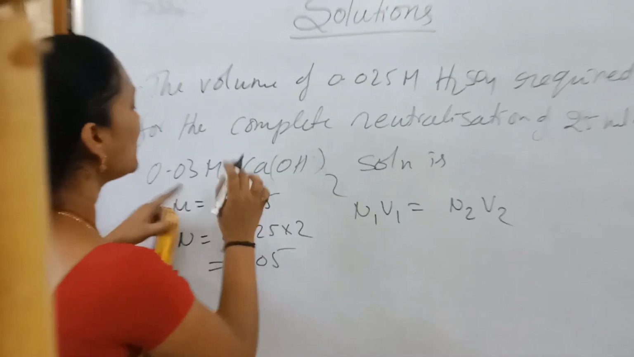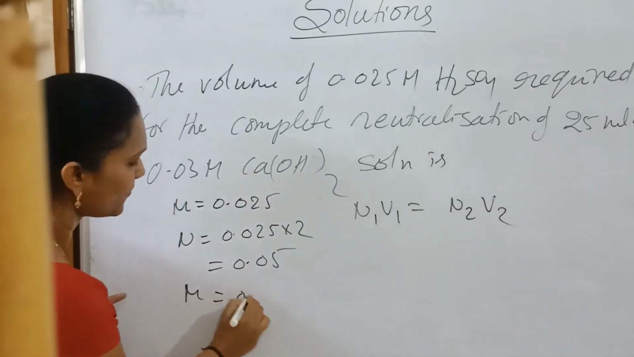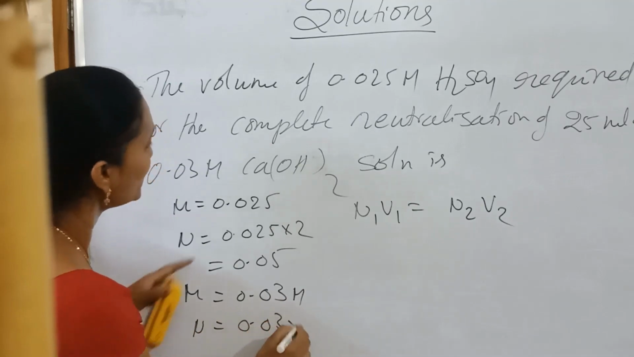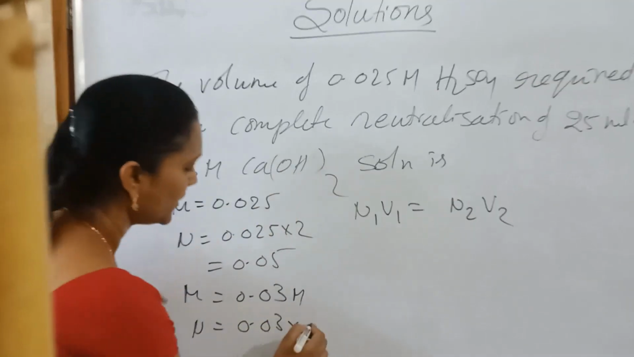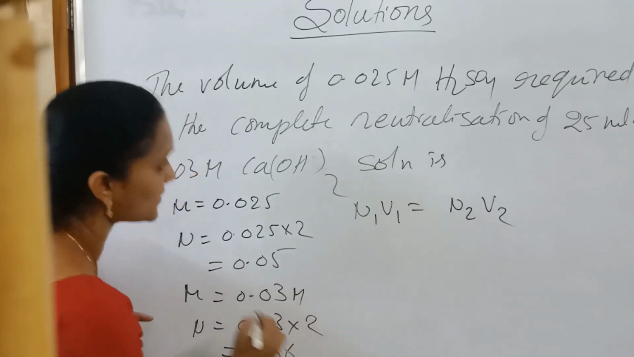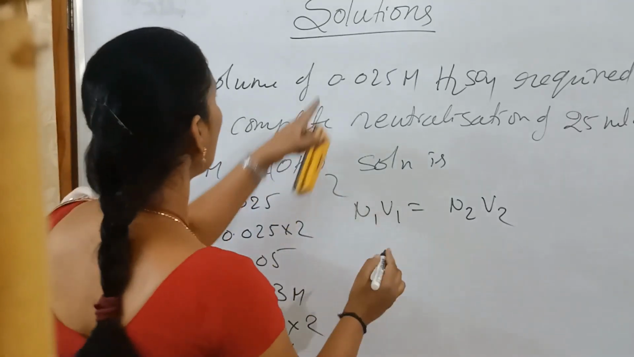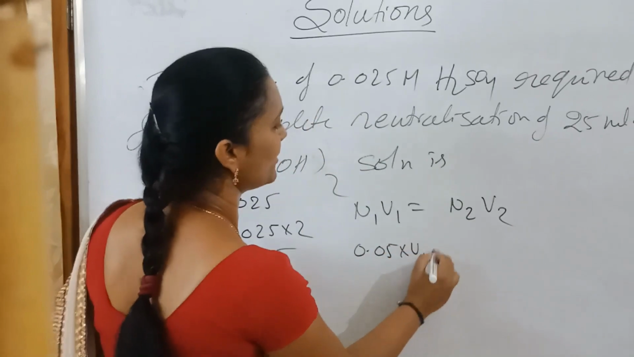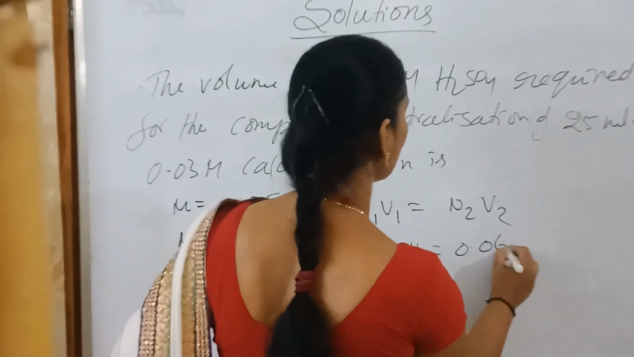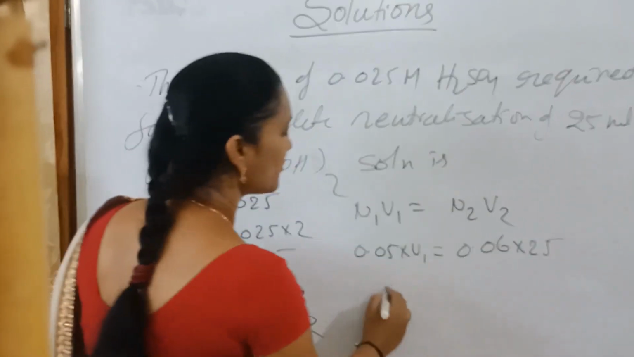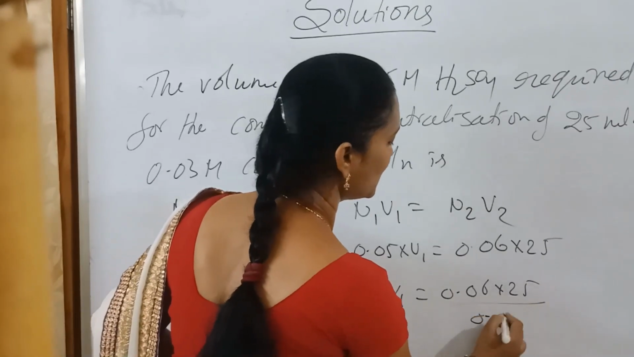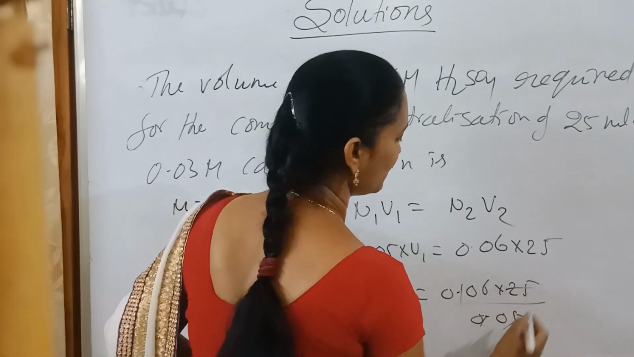And here the molarity of calcium hydroxide given is 0.03. And normality is 0.03 into acidity 2, that is 0.06. Okay, now substitute this. Volume they are asking. Normality 0.05 into V1 is equal to 0.06 into 25. So V1 is equal to 0.06 into 25 by 0.05.